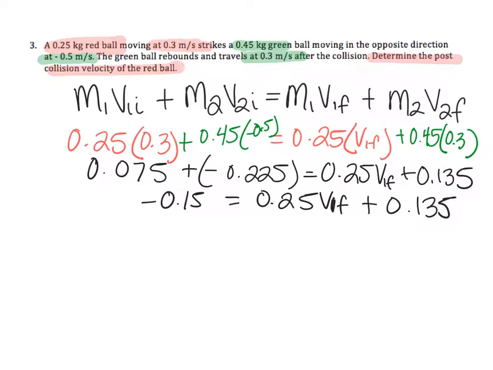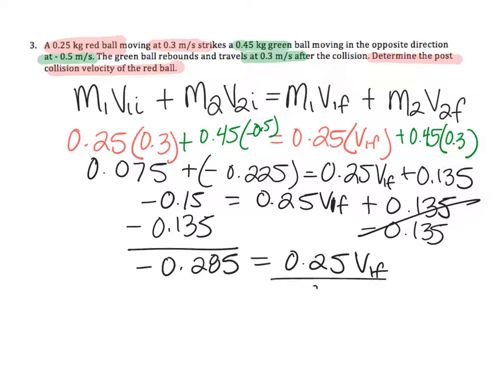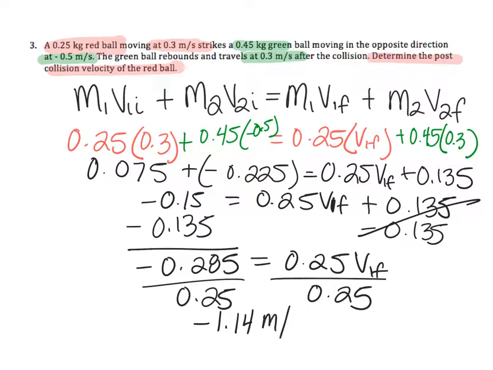And then from this point, we want to subtract this 0.135 from both sides. All right, so that cancels that out over there. That will give us negative 0.285 on the left equals 0.25 V1F on the right. And then we can divide both sides by the 0.25. And that will give us a total of negative 1.14. And this is velocity, so we want meters per second, equals our V1F.